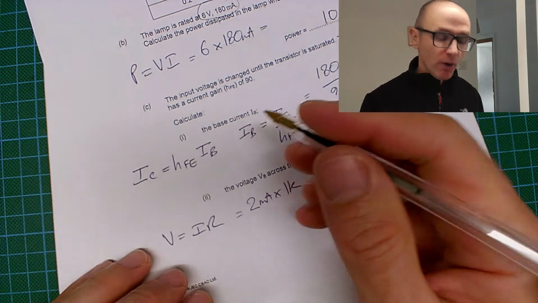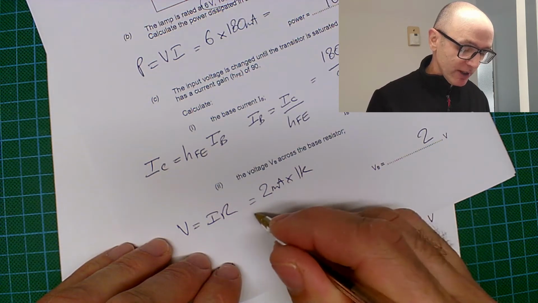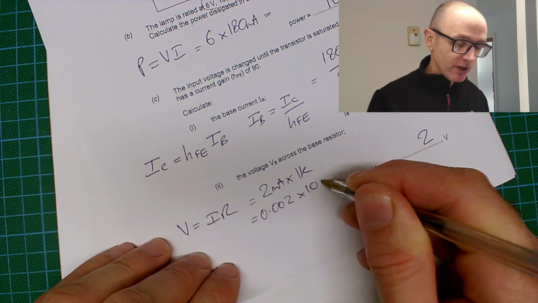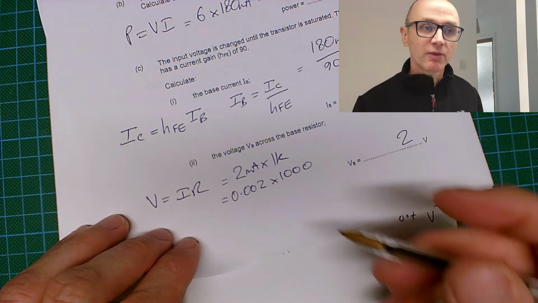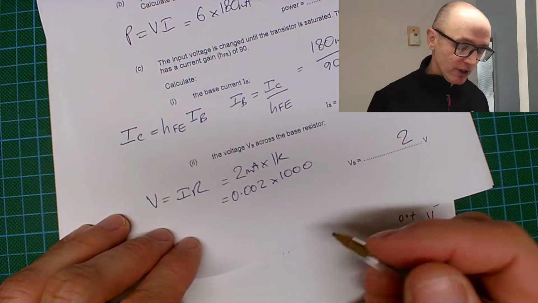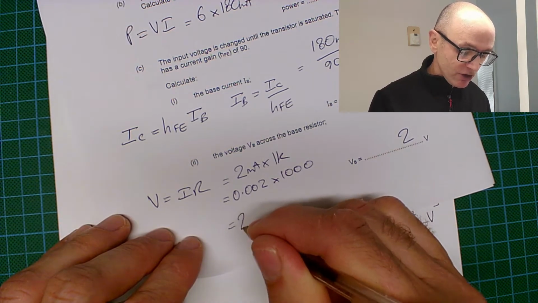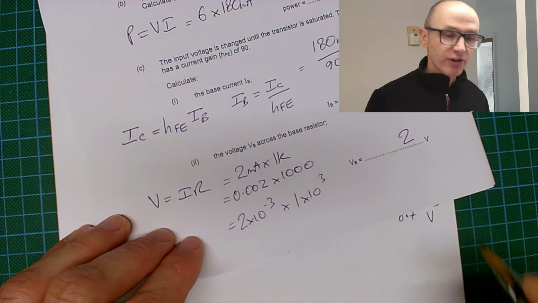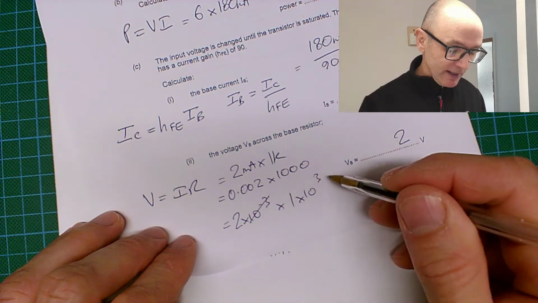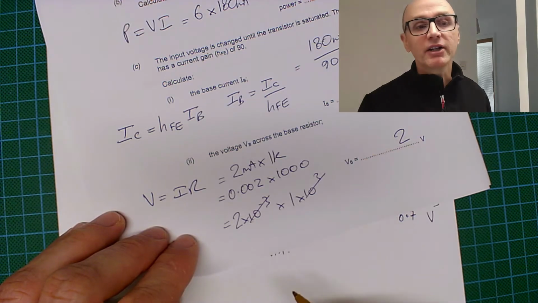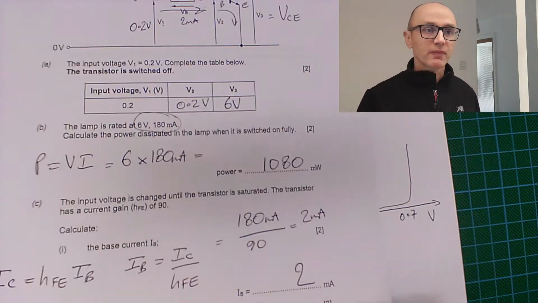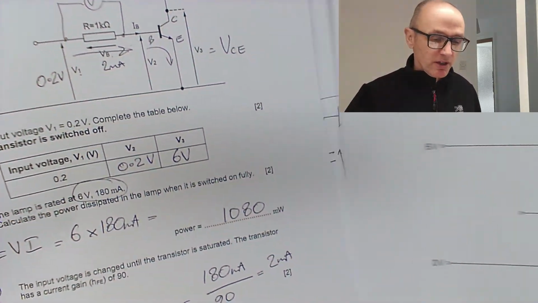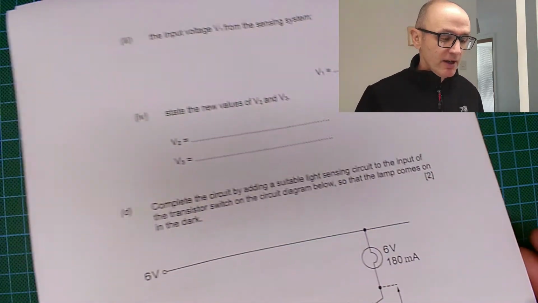Okay. Now, if you didn't quite follow what I was talking about there, what I'm saying is that is 0.002 times 1,000, which gives you 2 volts. The other way you could have done it is 2 times 10 to the minus 3 times 1 times 10 to the 3, and then that cancels out. So then you've got 2 times 1, which is still 2. Okay, hopefully that makes some sense. If I do it several ways, then you just choose whichever way you prefer.